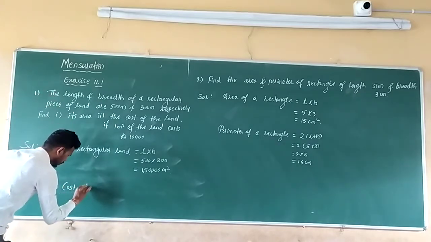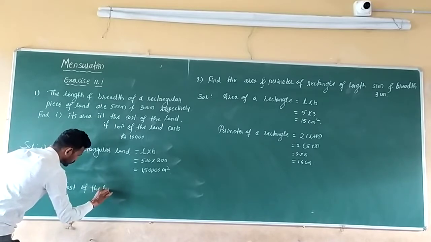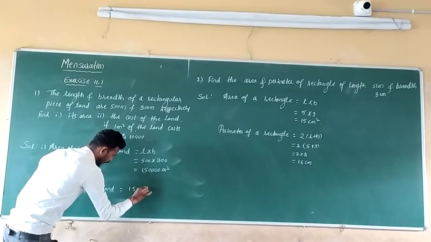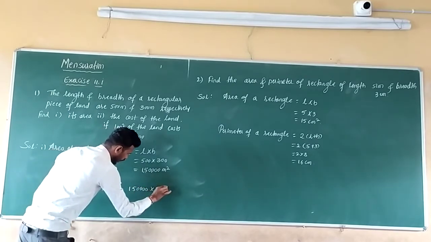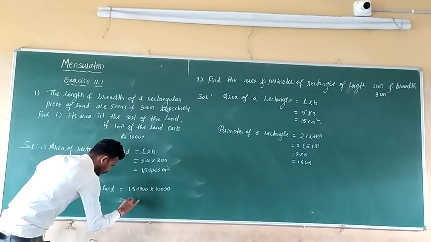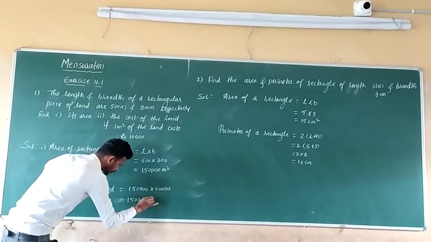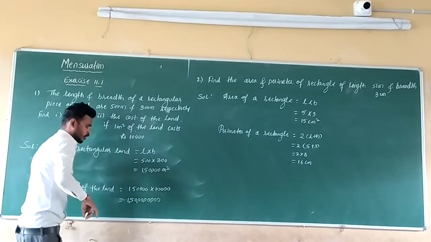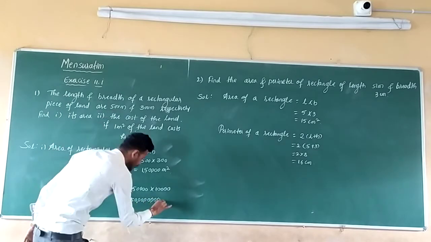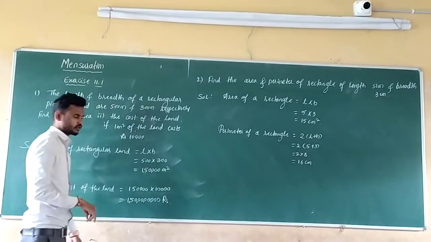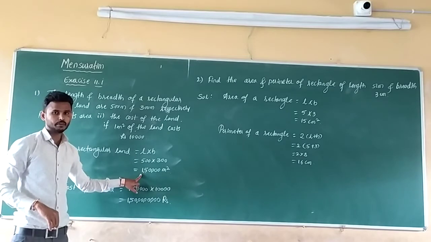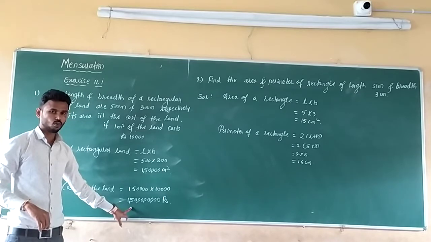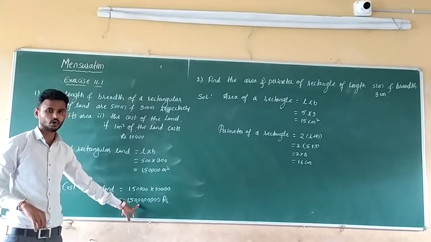Cost of the land, which is equal to 1,15,000 into 10,000. So you will get 150 crore rupees. So the cost of 1,50,000 meter square of land will cost how much? 150 crore rupees.